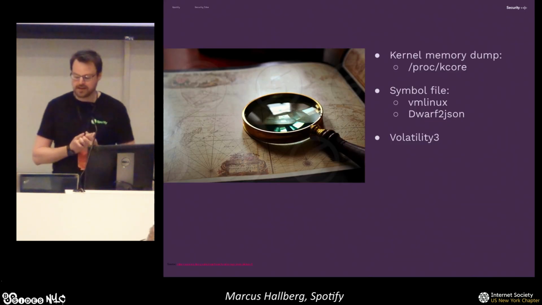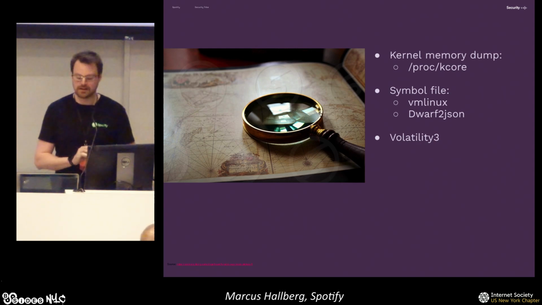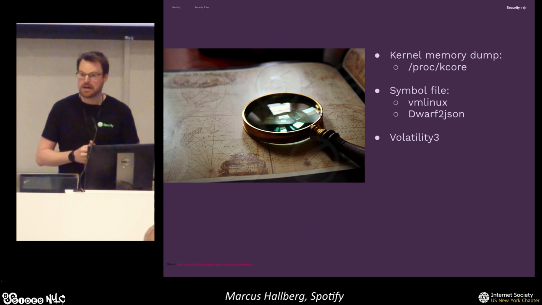We have done a memory dump from the proc/kcore file on the GK node host file system. We have obtained the VM Linux file and built a symbol file using the work2JSON. And we now have all of the components needed in order for us to analyze this using volatility3. So if we run this using volatility3, what are we going to see, actually?